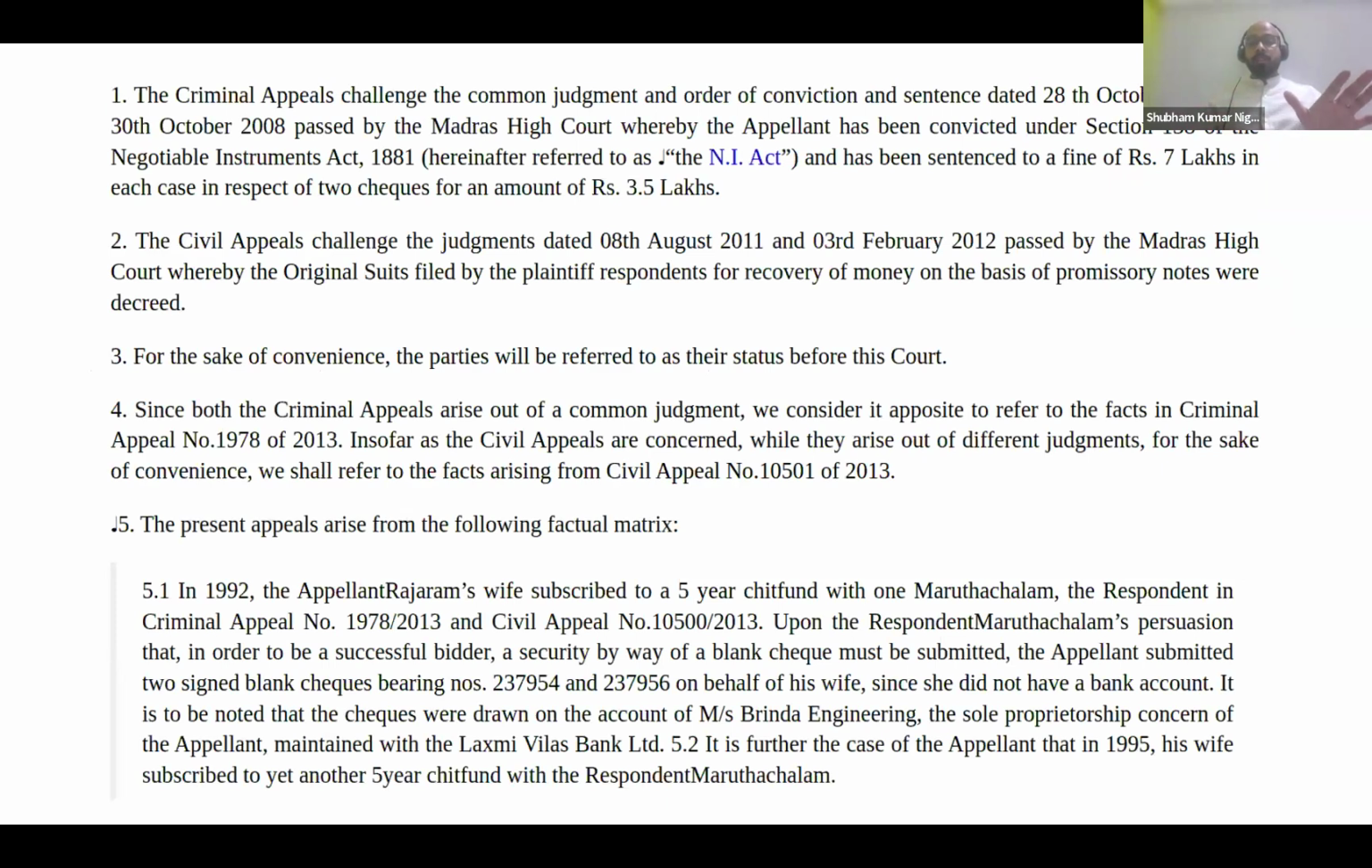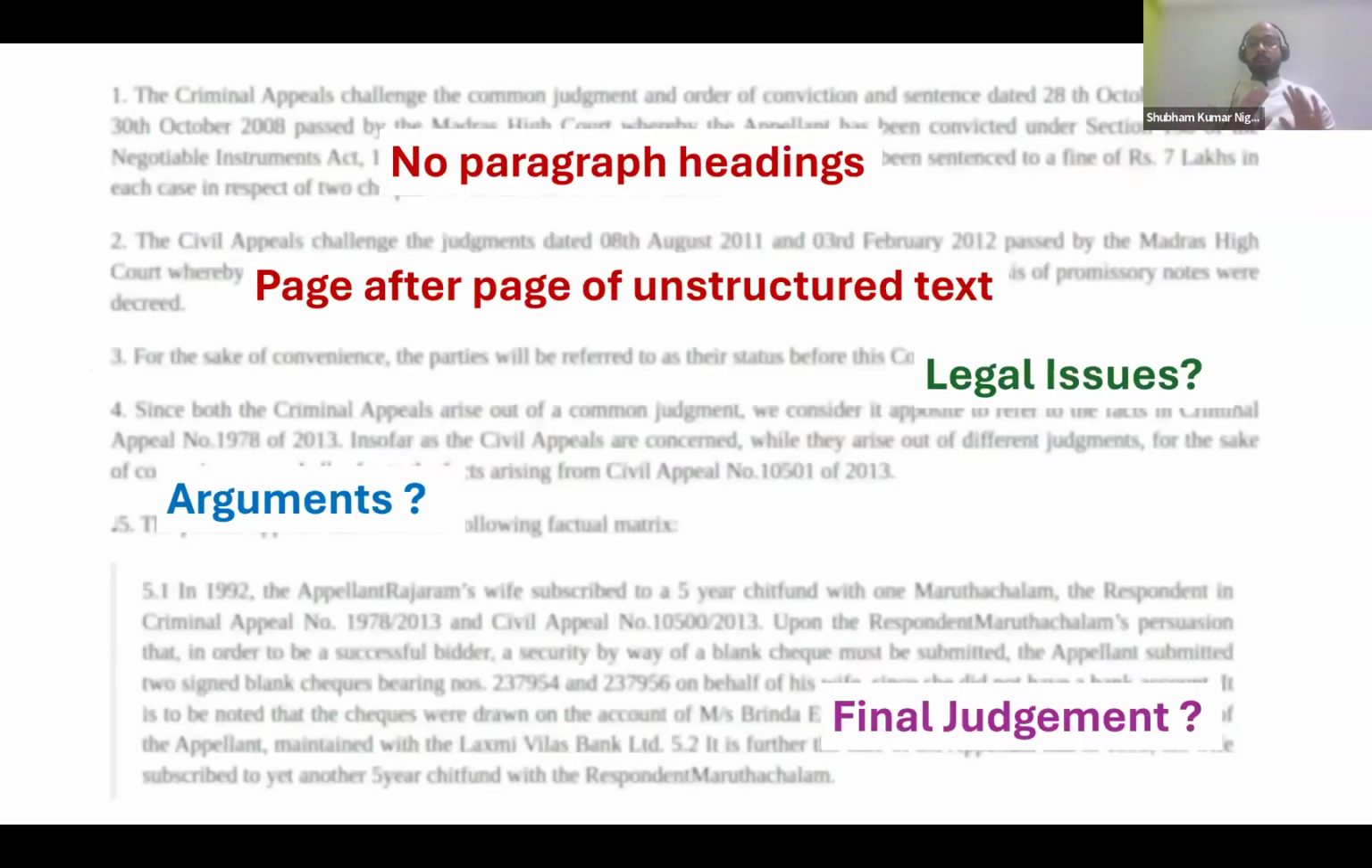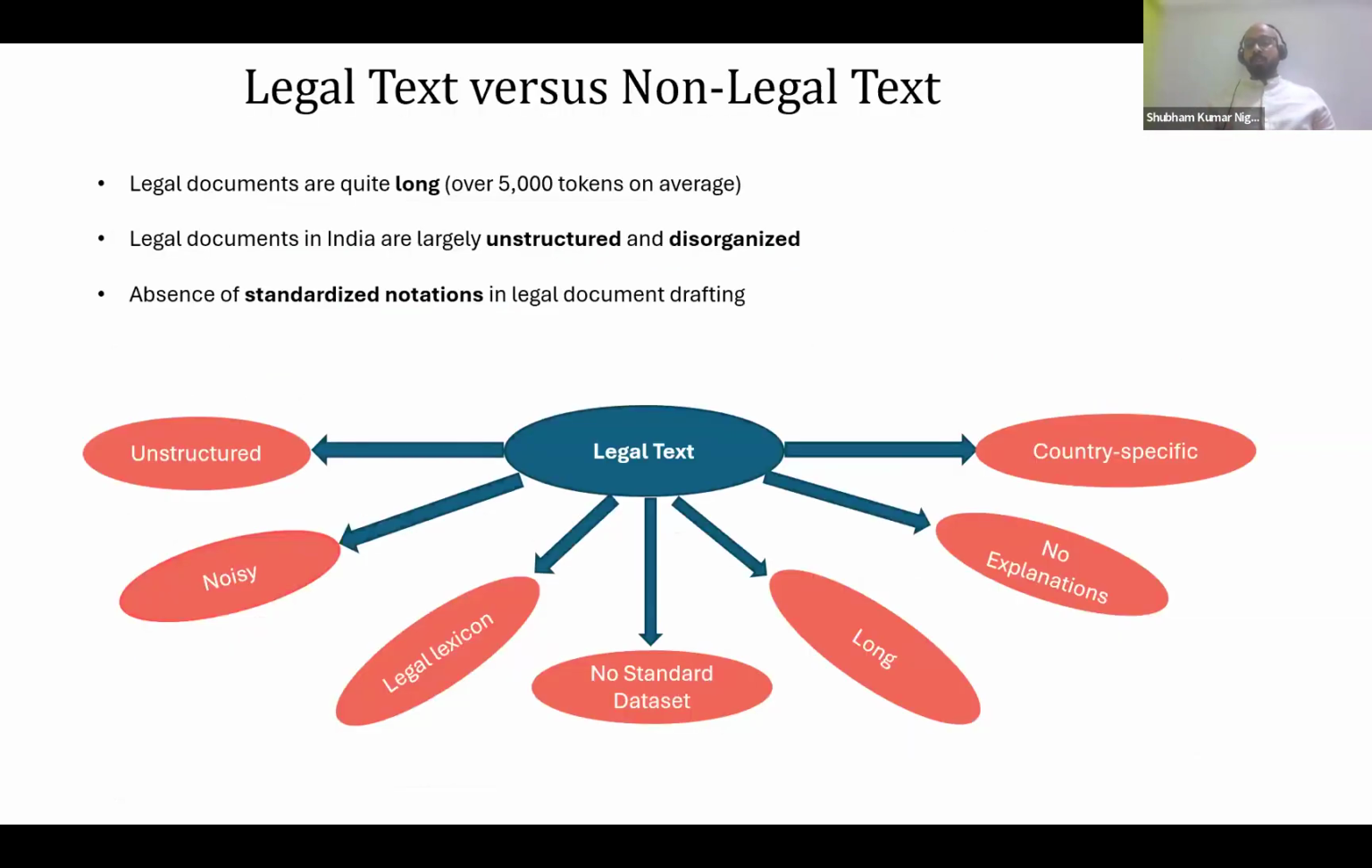You can see this example from the Indian court system. There are no paragraph headings, no arguments, no legal issues, no final judgments. It is page after page of a totally unstructured document, so it is very difficult to come up with a solution.